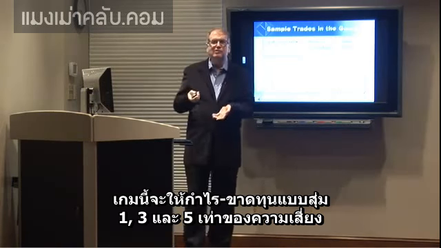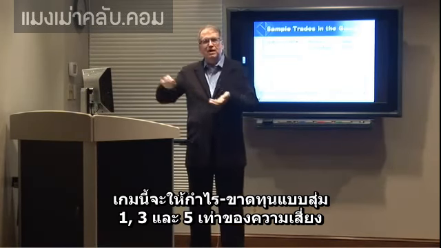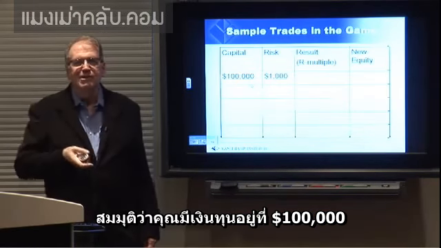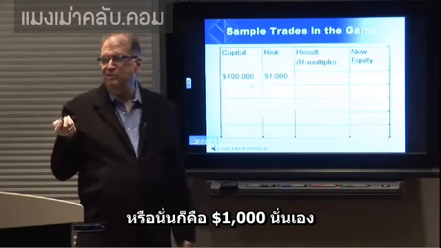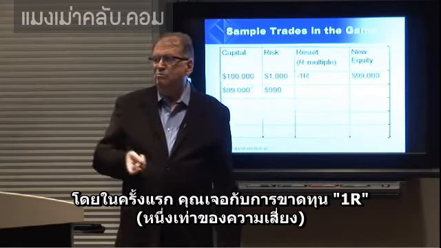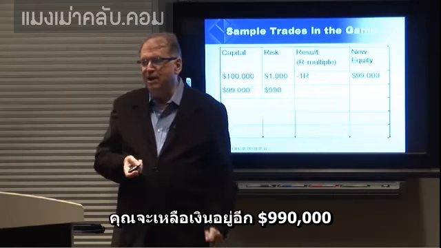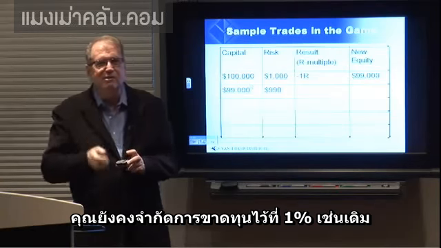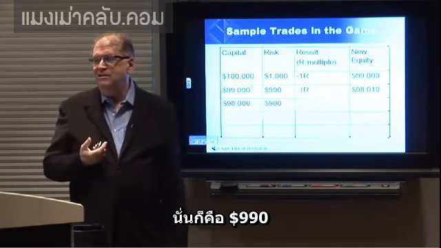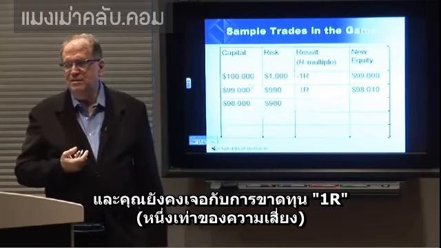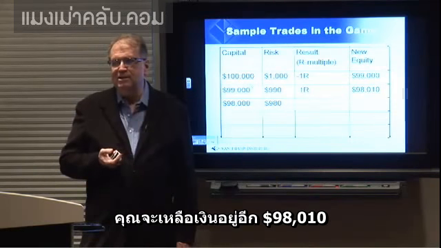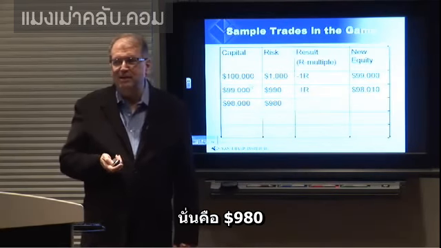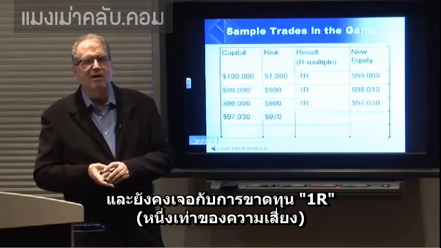This is a distribution that has 1 Rs, 5 Rs, and 10 Rs. So let's say you have $100,000. You're risking 1% in the game. Your risk is $1,000. You have a 1R loss. You now have $99,000. The next trade, you're risking 1% of what's left, or $990. You have a 1R loss. You now have $98,010. You're now going to risk 1% of what's left, or $980. You have a 1R loss.